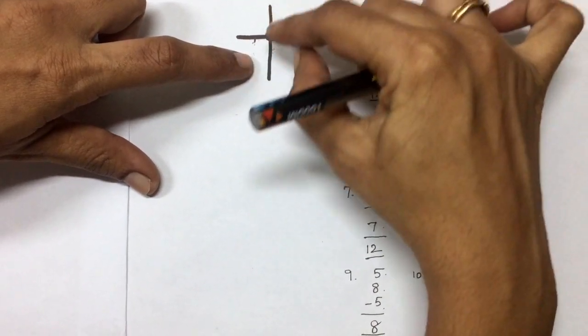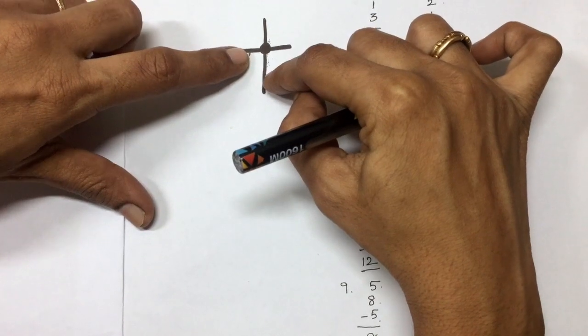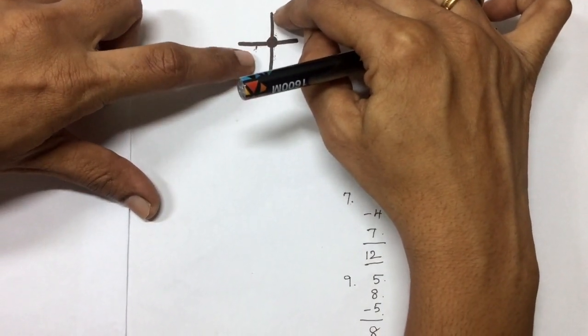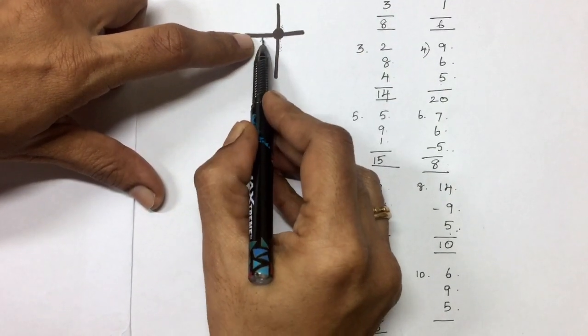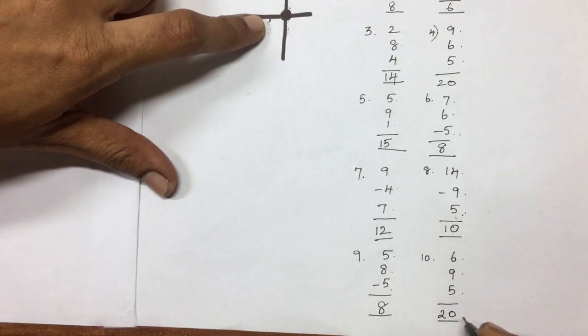Next is sum 6, 9, 5. 6. To add 9, minus 1 plus 10. To add 5, minus 5 plus 10. So 2 beads will be touching in the tens rod only. So the answer is 20.